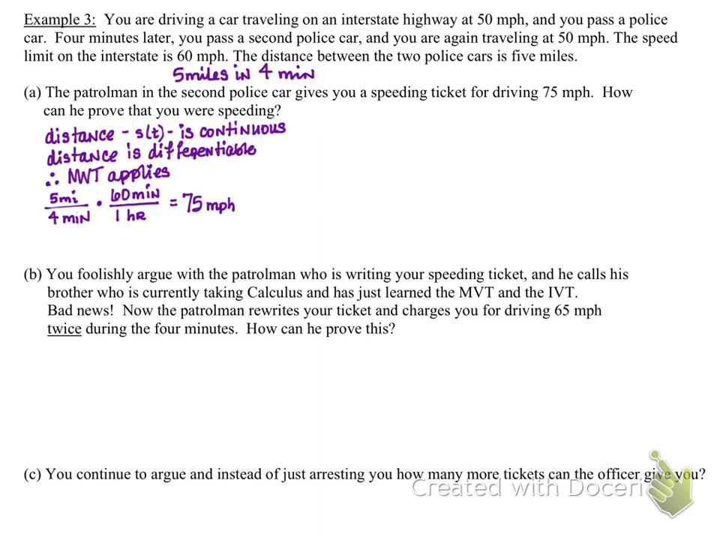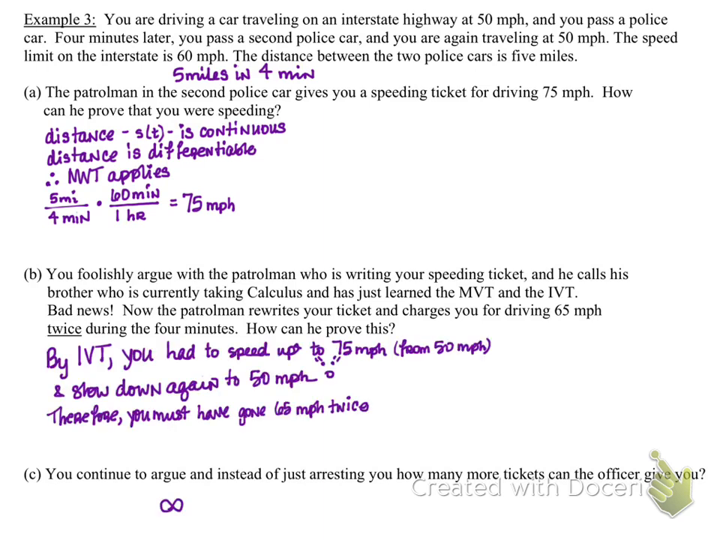So, in addition, if you allow yourself to think about it, you had to have been going somewhere between 60 and 75 miles per hour twice during that time. So you actually had to have gone over 65 miles per hour twice during those 4 minutes. You also had to have been going 70 miles per hour twice during those 4 minutes.